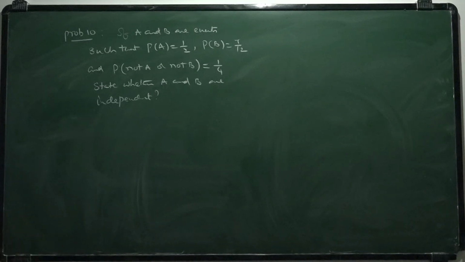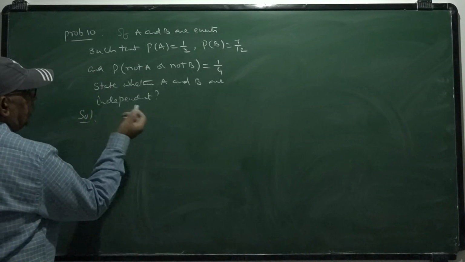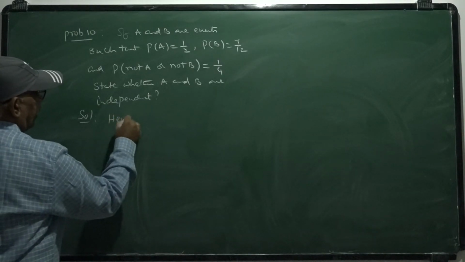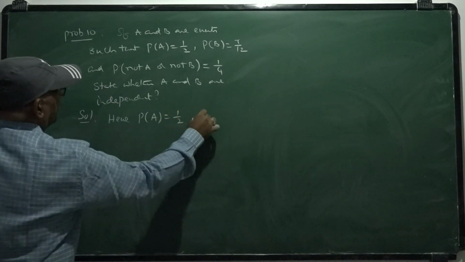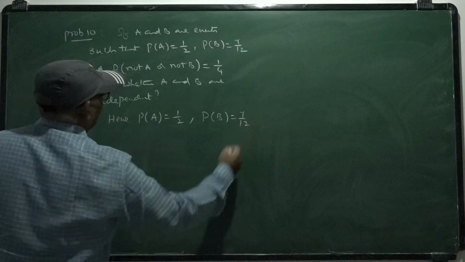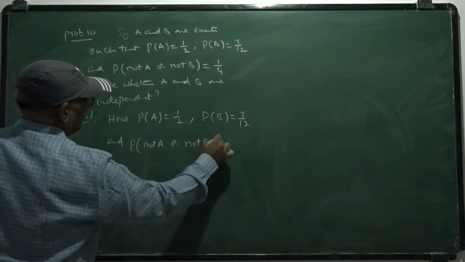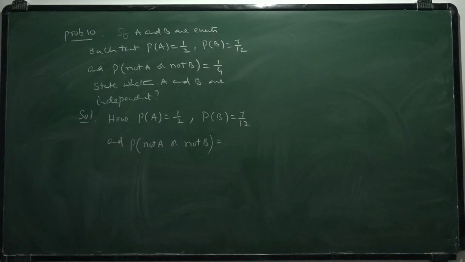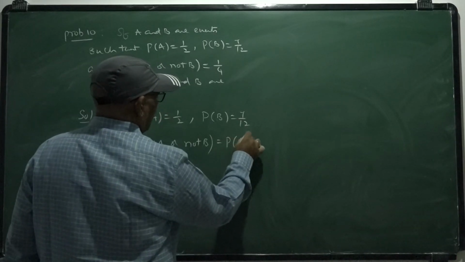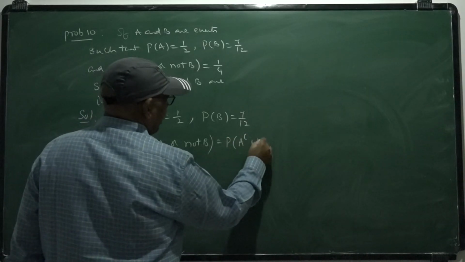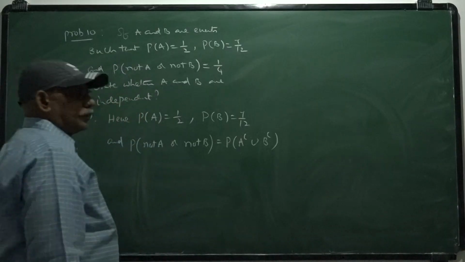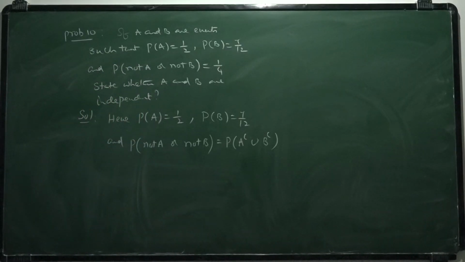If A and B are events such that P of A is 1 by 2, P of B is 7 by 12, and probability of not happening of A or not happening of B is 1 by 4, then check the independence of A and B. So here P of A is 1 by 2, P of B is 7 by 12, and probability of not A or not B. Not A means A complement, or stands for union, not B means B complement. That is equal to 1 by 4.